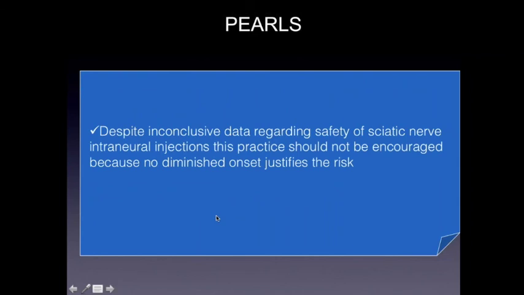And finally, despite inconclusive data regarding the safety of sciatic nerve intraneural injections, this practice should not be encouraged because no diminished onset justifies the risk.